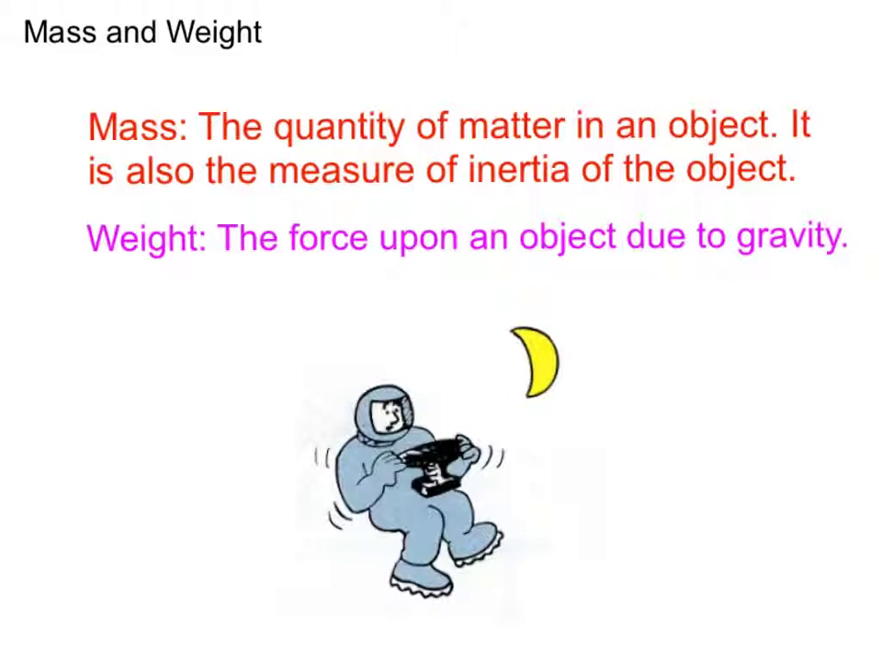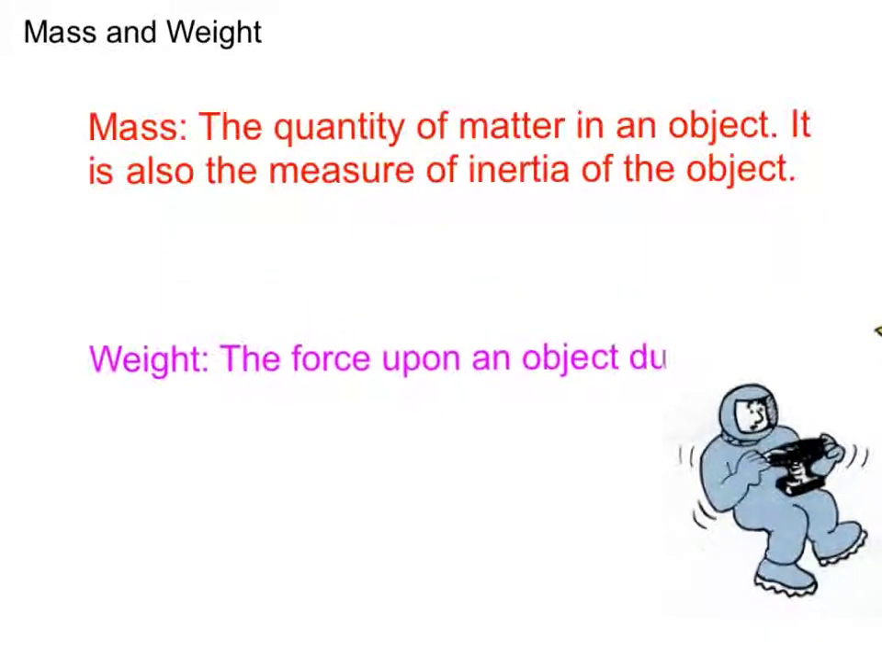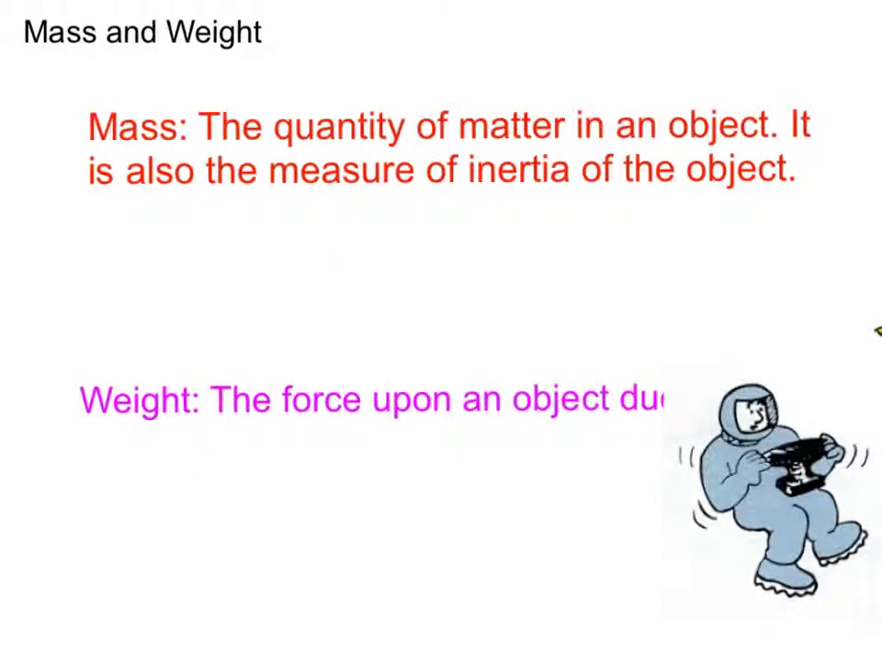The object that resists the change in motion of shaking is the object that has the greater mass because it has a greater inertia. So when we go to measure mass and weight, we always measure mass in kilograms and we'll always measure weight in newtons. Okay, so weight is a force, mass is not a force.